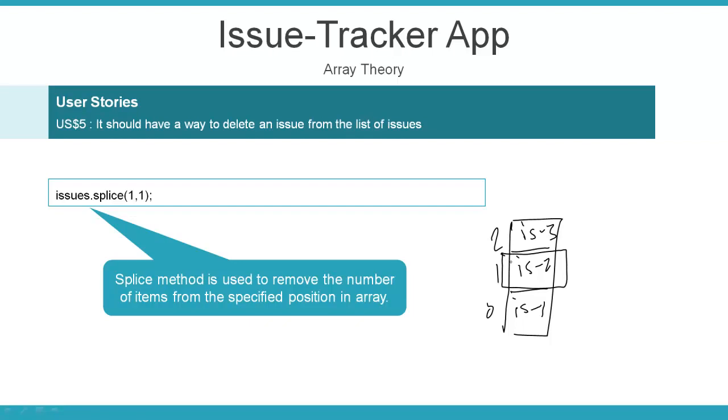So you will be using this splice method. The first argument says from which location you want to delete, and the second argument says how many values you want to delete. So the first argument in the splice method is the place from where you want to delete, and the second is the number of values that you want to delete. I hope this particular thing is clear to you.